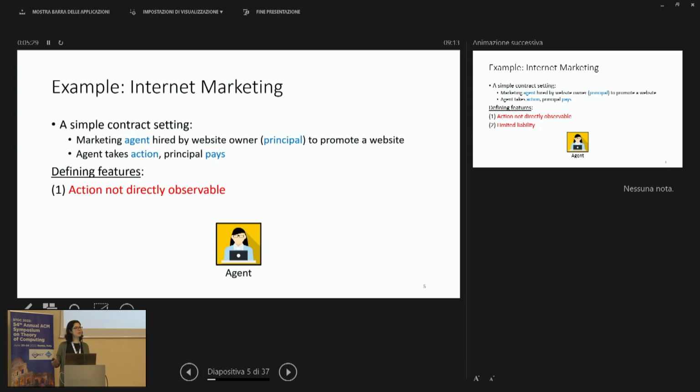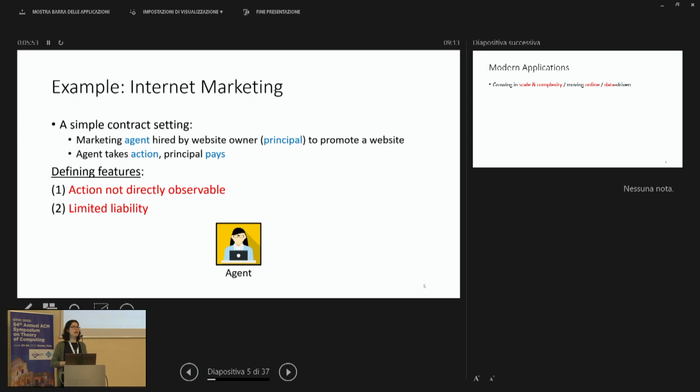You can think of students that you're teaching a course to. You don't know exactly how much effort they put in, your grad students. You don't exactly know how much time they spend on a problem. Okay, so this is the first feature. You want to get somebody to put in effort for you, but the contract can't look like: if you put in effort, I pay you, because you don't observe the effort directly.